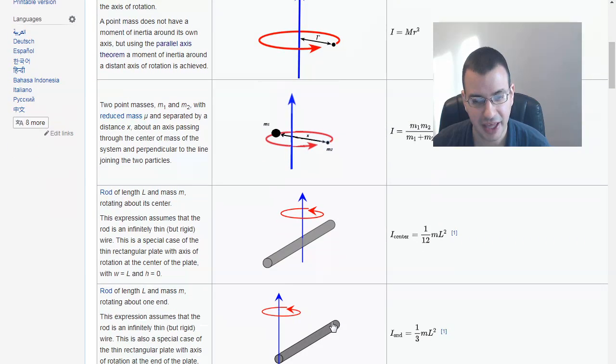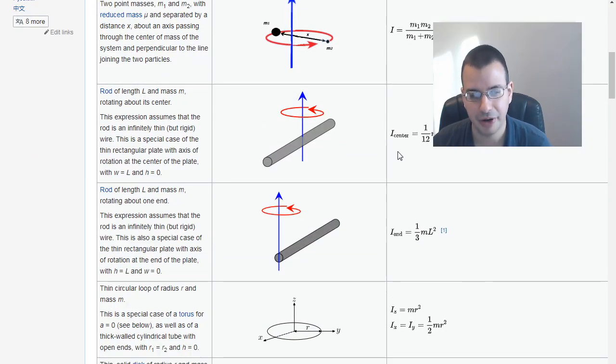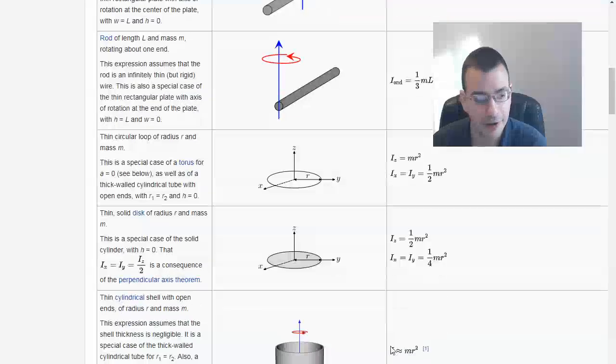I wouldn't memorize this, but you'll come across rods a lot. A disk is 1/2 mr squared. And then a cylindrical shell, the hoop that we have, is going to be mr squared, and it has to be infinitely thin, I think. Negligible thickness. So 1 mr squared. So we have mr squared here, and then we have a solid disk, which will be 1/2 mr squared. And this is about the z-axis right there. So these are 1/2 and 1.